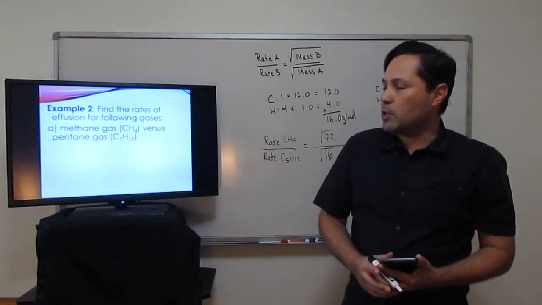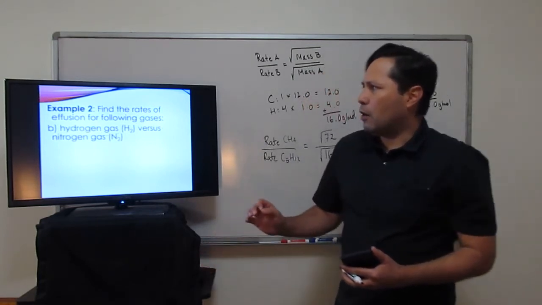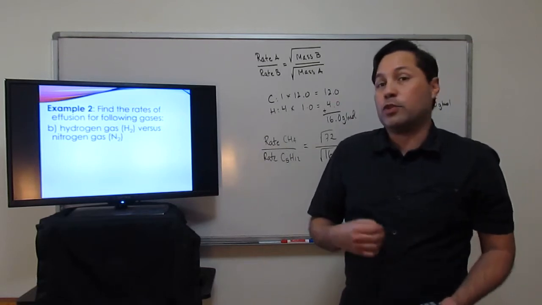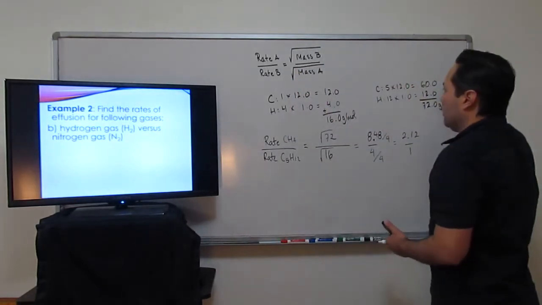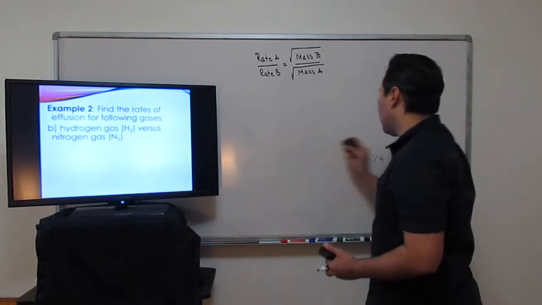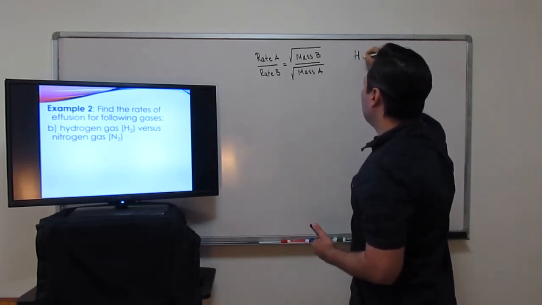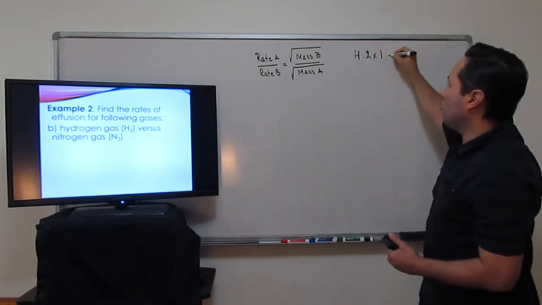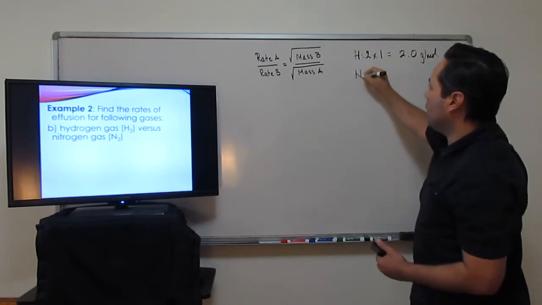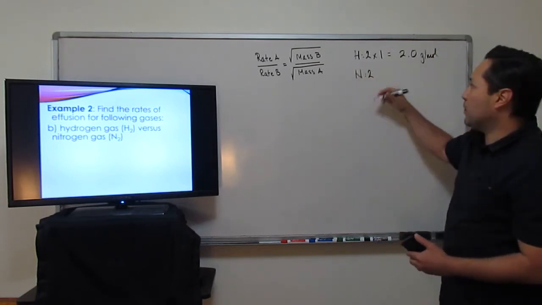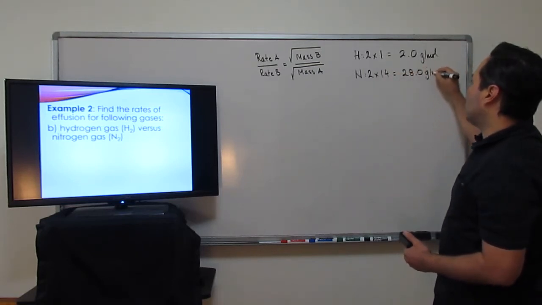Let's take a look at our next part, which is part B. In this part, they ask you to find the relative rate of diffusion for hydrogen gas versus nitrogen gas, H2 and N2. Alright, so let's solve for that. Again, we're going to begin by getting the molar mass of each one of those two gases. So for hydrogen, there's only 2 atoms of hydrogen. Each one has a molar mass of 1, so it's a total of 2.0 grams per mole. And for nitrogen, very similar, N2, there's 2 atoms of nitrogen, molar mass is 14, so it's going to give us 28 grams per mole.